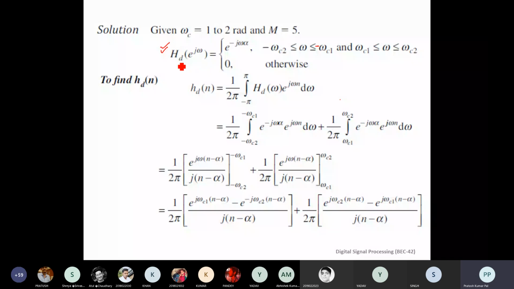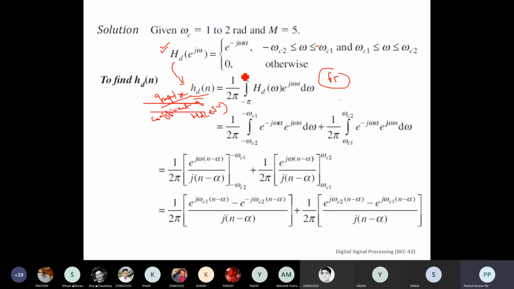Once we have the frequency response, we will be finding out the hd of n, that is the impulse response, or we call it the coefficients. It will give you the coefficients of your hd of e to the power j omega, whatever is given. This hd of n we will be finding by using the Fourier transform method, the inverse Fourier transform, which will give you the hd of n.